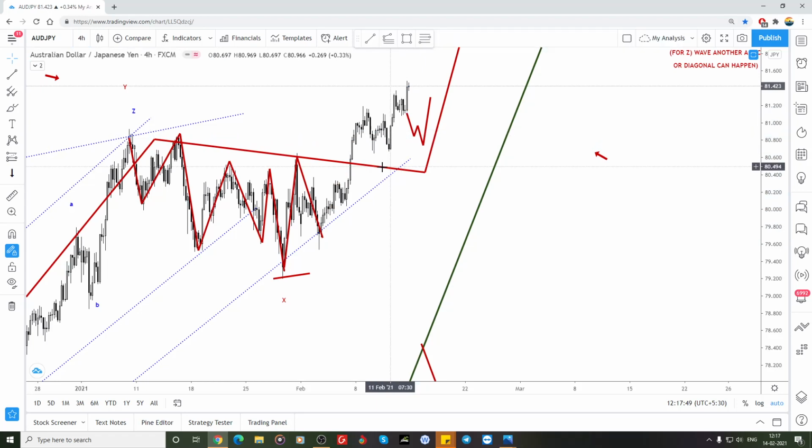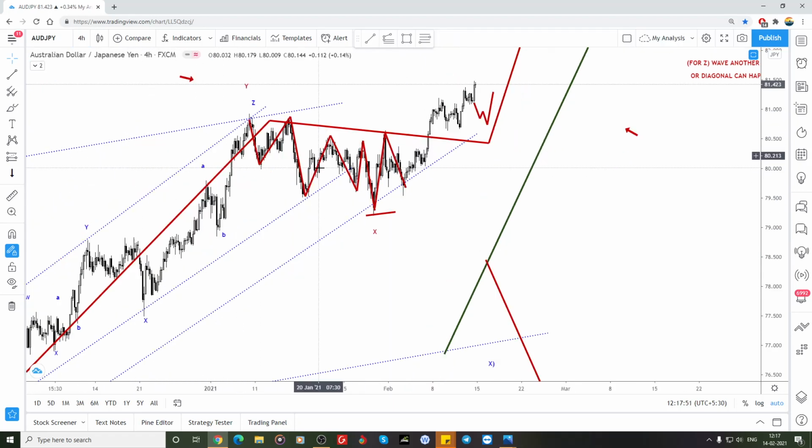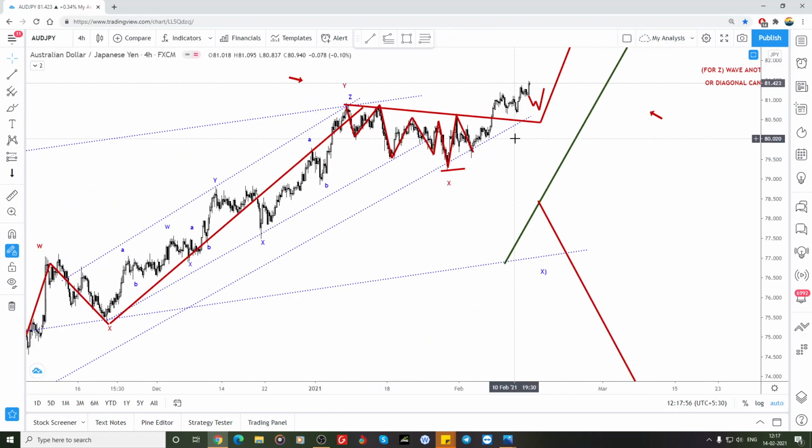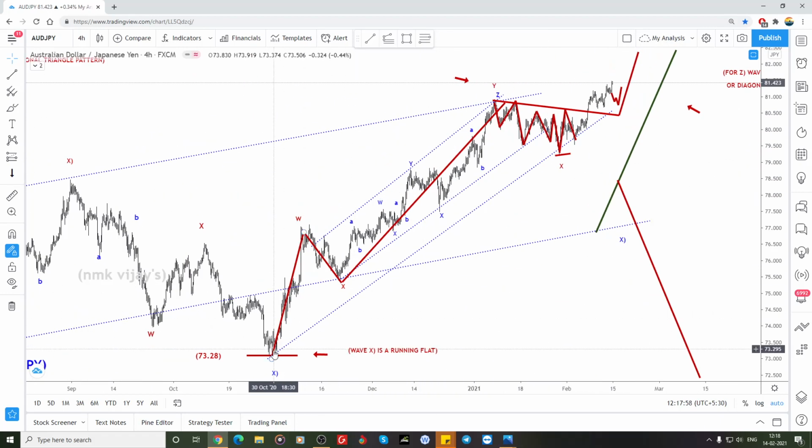So how do we have to look? It has already broken the high, right? So whether it is a continuation of the Z wave. So here is a one ABC as a W, X. So the whole thing becomes a Z wave.